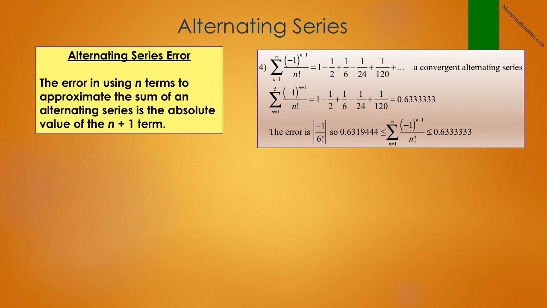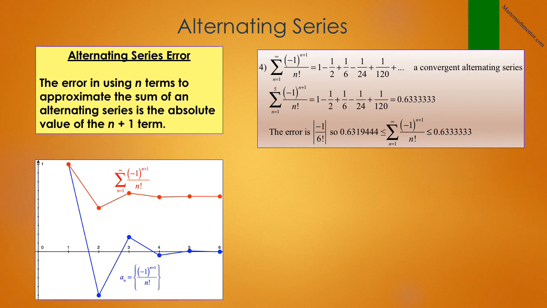So the error in using 5 terms will be the absolute value of the 6th term, which is the absolute value of negative 1 over 6 factorial. Therefore, we can say that summation n equals 1 to infinity of negative 1 to the n plus 1 over n factorial has to be between 0.6319444 and 0.633 bar.